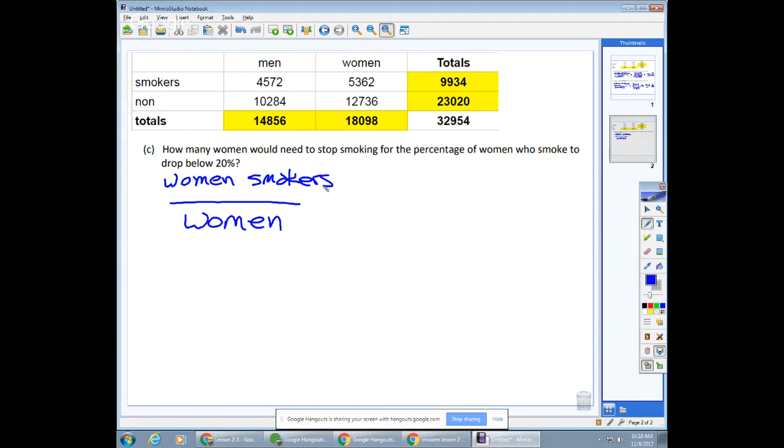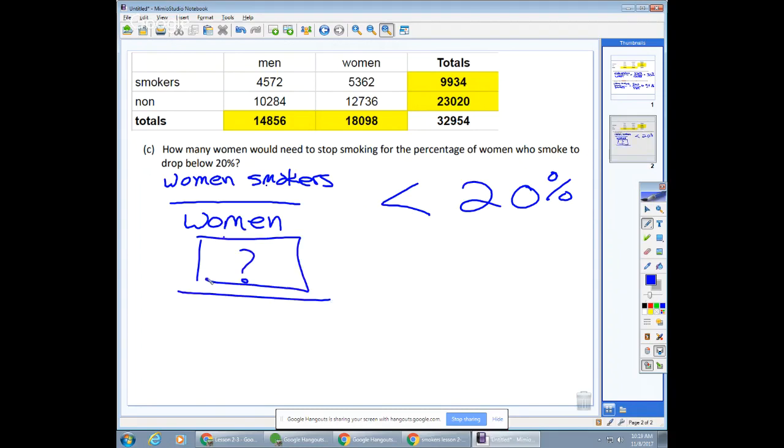So we want this percentage to be less than 20%, because right now it's around 30%, which was our first one. The total number of women isn't going to change. It's the ones who smoke that need to change, right? So I'm going to put a question mark in the top. I don't know what that number is yet, but I know the total number of women is stuck at 18,098, and I want that to be less than 20%.